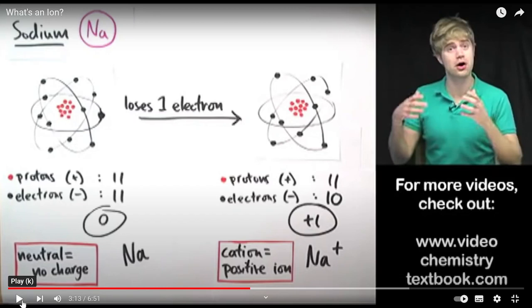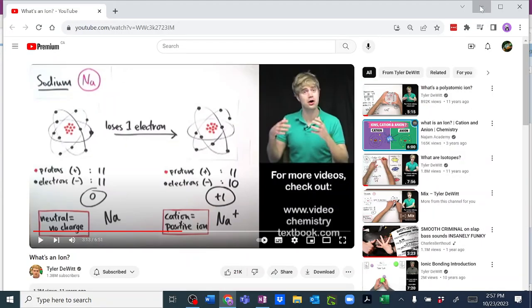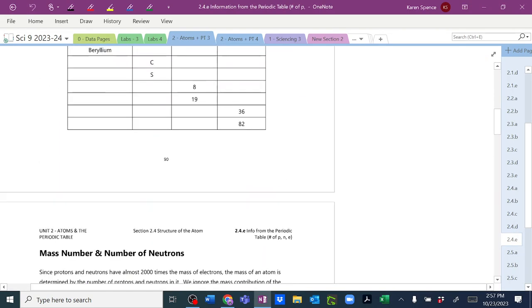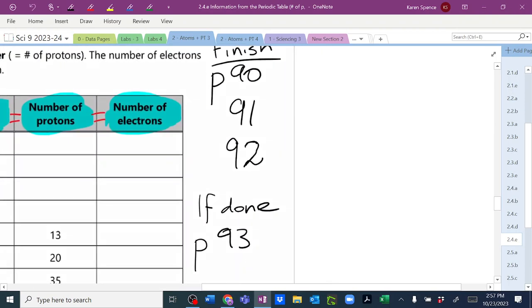I had my other class finish this up for homework, but I'm going to be doing the core competencies with them tomorrow, right? You're going to be doing it in your block 3 class, if you haven't already. So your homework is just to finish 90, 91, 92, and if you are done, 93.